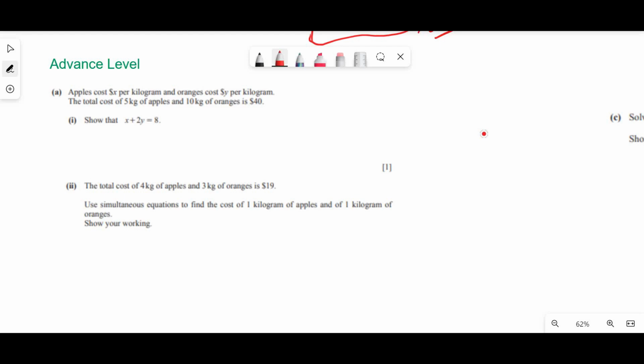Let's move to the advanced level question. This is the first one: apples cost x per kg and oranges cost y per kg. The total cost of 5 kg apples and 10 kg oranges is 40. So 5x plus 10y, because oranges are represented with y, is equal to 40. Now if we divide both sides by 5, x plus 2y is equal to 8. That's it. Let's move to the second part.